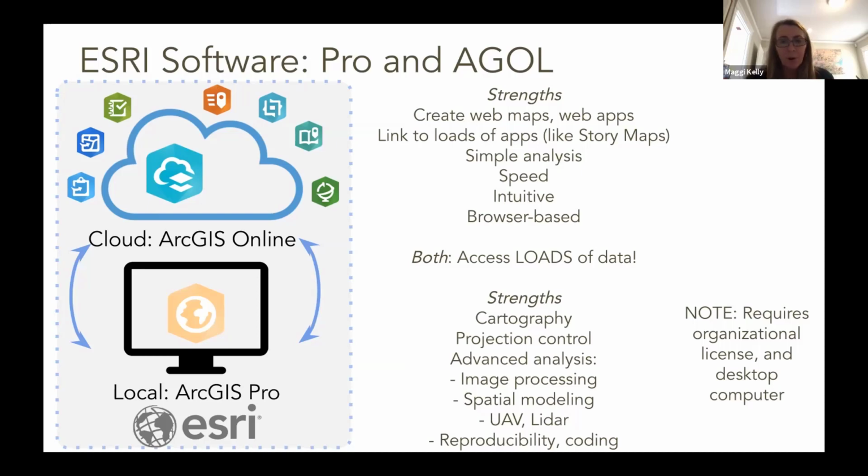The strengths of Pro on the other side are really tight control on cartography and design, tight control on projections, much more advanced analysis like remote sensing, image processing, spatial modeling, working with UAV data or LiDAR, and more coding options with ArcGIS Pro. Both of these, ArcGIS Pro and ArcGIS Online, you can access loads of data.